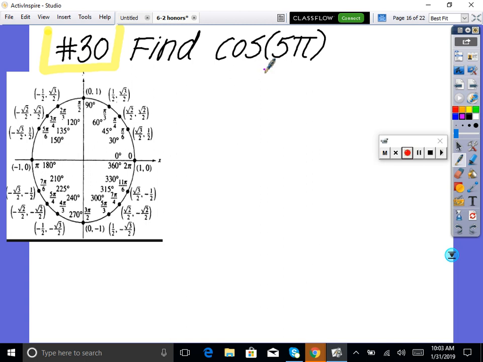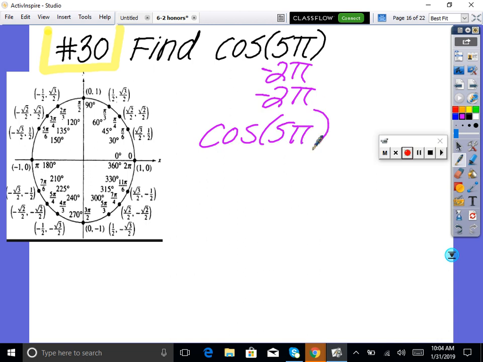I'd go backwards. You're fine. Minus 2 pi, still not quite there. Minus 2 pi, am I there? So cosine of 5 pi, guys, is equivalent, the same thing as cosine at pi, right? Yes. Okay, so go to pi, the cosine is the x value. My answer is equal to negative 1. Agreed?